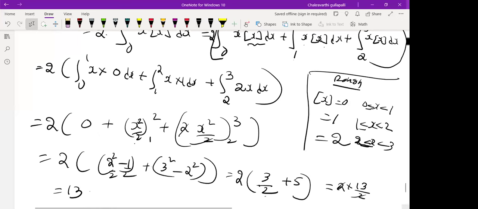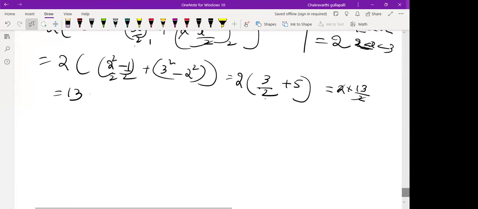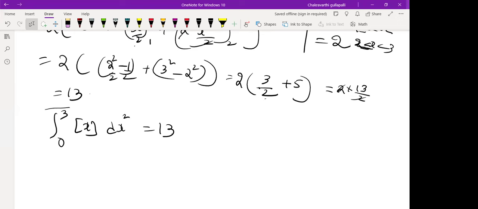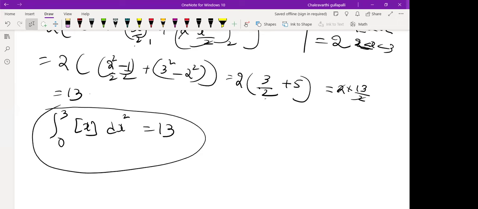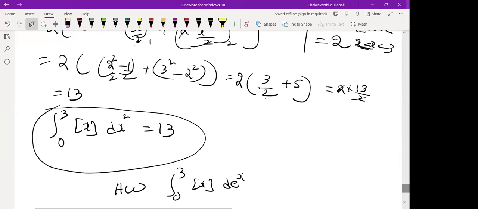Just check. Okay. This is how you can apply Riemann-Stieltjes. This is one of the best applications, ∫[x]dx. So you can apply your techniques whenever you want to. So homework is the integral from 0 to 3 of [x] d(e^x). What does d(e^x) mean? α is e^x, so e^x dx. Apply. Okay, try to practice this.